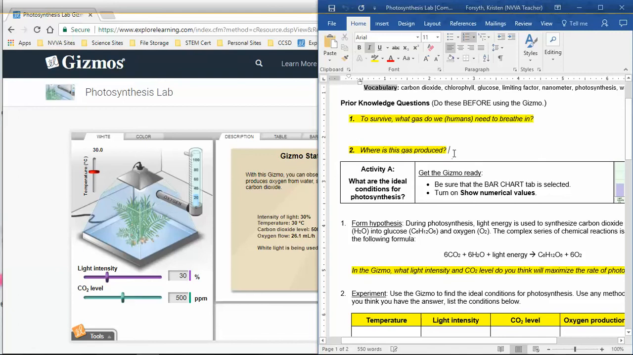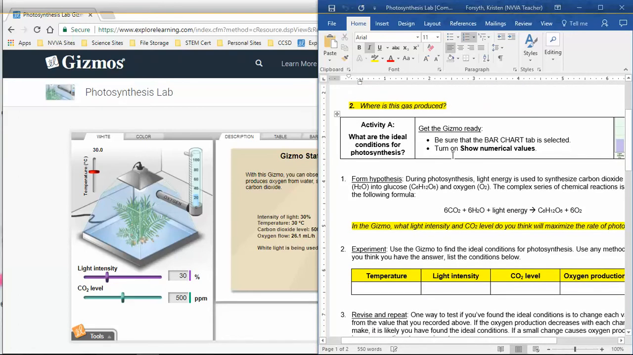If you watched the recording for the first day of the lab, we did a warm-up activity together in class. So you might want to play around with that on your own so that you have an understanding of what to do in the gizmo to start. So get the gizmo ready. Be sure the bar chart tab is selected, and then show numerical values. That's your first step. Read the directions.